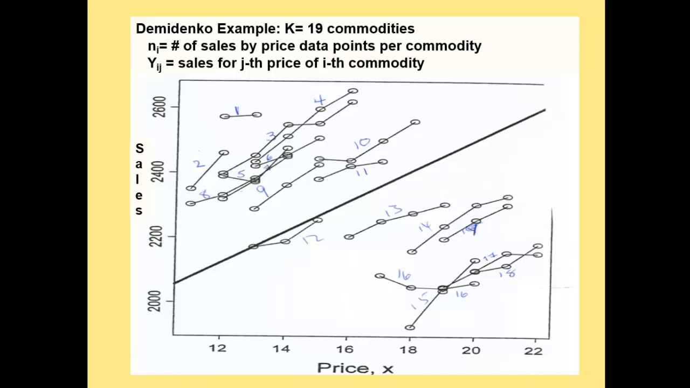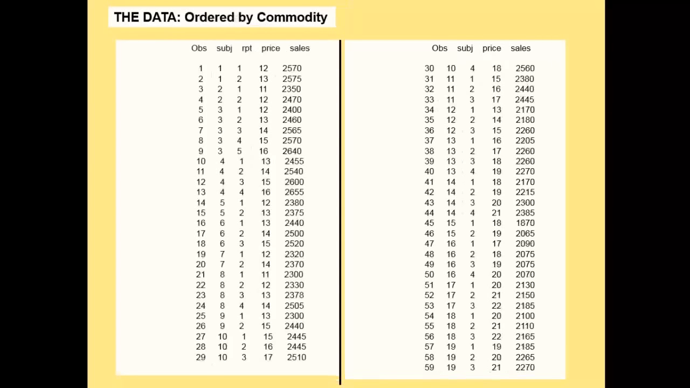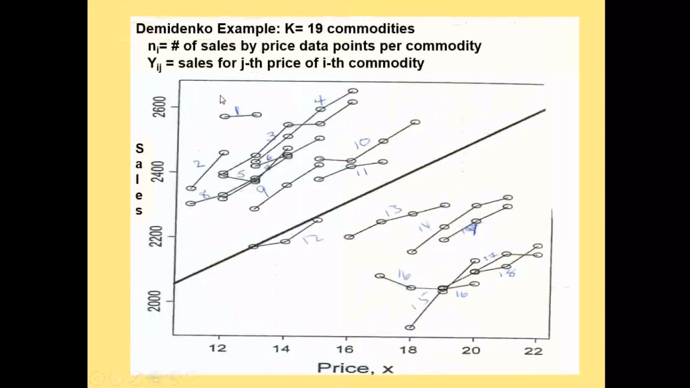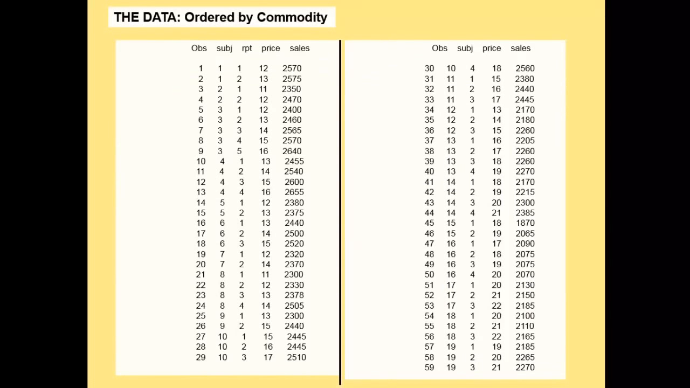So how would you do this analysis? The first thing you do is look at the data. I put the data out here unordered by commodity, but on the next slide I've got it by commodity. Subject 1.1 is the first commodity, subject 2.2 is the second commodity. The first commodity had two prices, and the second one had two prices, and some of the other commodities have more. But anyhow, that's the data set.